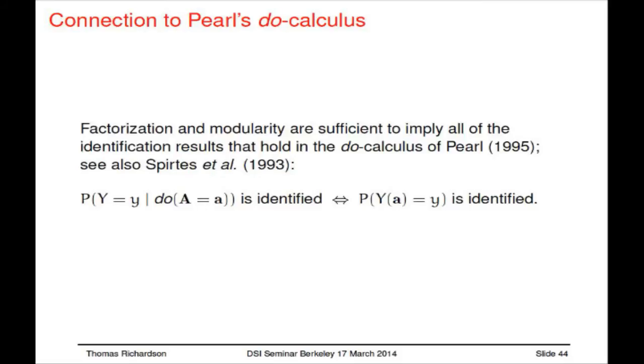Okay, some of you may have heard of Pearl's do calculus, introduced in a Biometrika paper in 1995. The counterfactual independence assumptions that we're building into the SWIG are sufficient to get all the results that you would get out of the do calculus. So whenever something is identified in Pearl's do calculus framework, it will be identified under the SWIG framework.